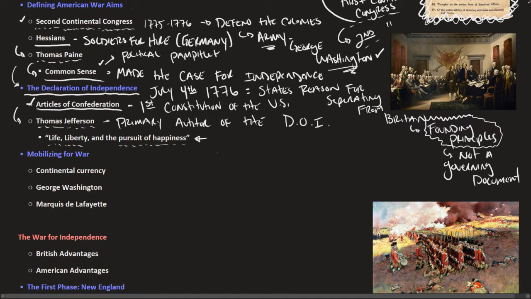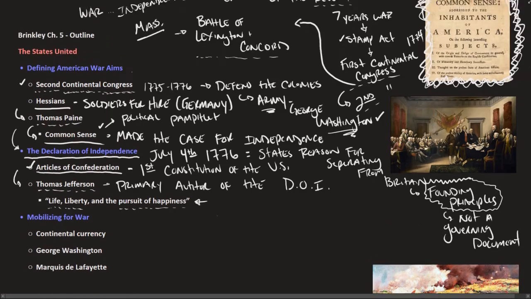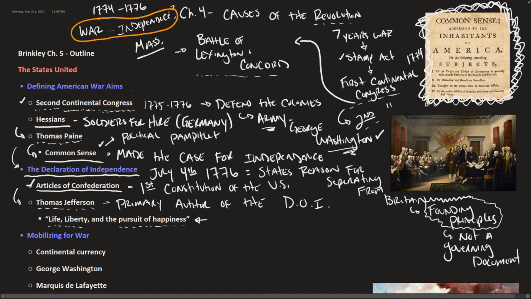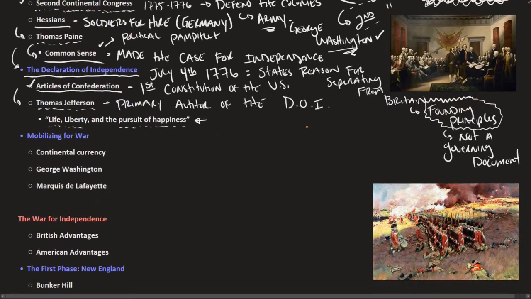And so after that declaration was signed, or ratified, on July 4th, 1776, these two notions right here, this idea of a war and independence, now pretty much become one and the same. And it becomes a lot simpler of an equation. And that is, if the United States can win the war, then it will be independent.